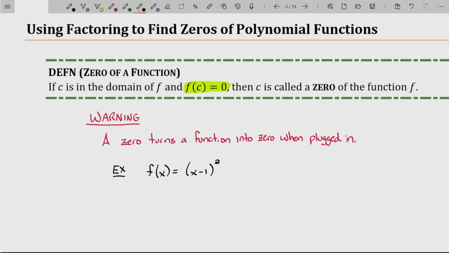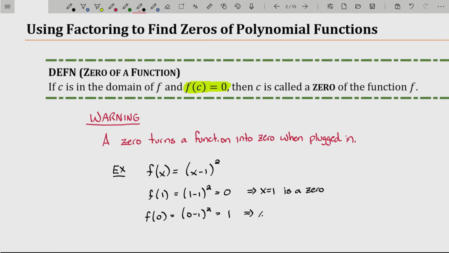1 is considered to be a 0 for this function because f of 1, which is equal to 1 minus 1 squared, which is equal to 0 squared, which is 0. Well, when you plugged 1 in, you got out 0. That implies x equals 1 is a 0 because you plugged it in and you got out 0. However, if you were to plug in 0, this is 1. So 0 is not a 0 for this function.